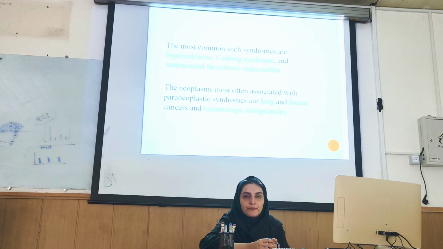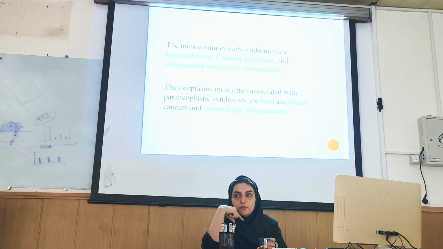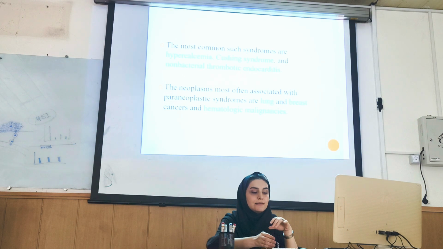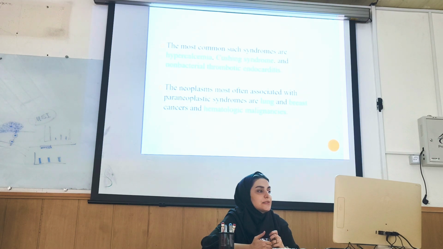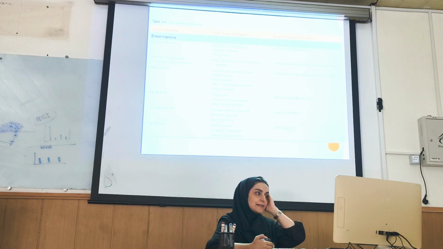And also Cushing syndrome. You know Cushing syndrome, what is Cushing syndrome? Exactly, this is because of ACTH, adrenocorticotropic hormone, as you said. They have a very round moon face, yes, and a buffalo hump because of accumulation of fatty tissue in the posterior neck. They have a fatty abdomen with thin limbs. Yes, this is Cushing syndrome, and some patients with cancer show Cushing syndrome. The neoplasms most often associated with paraneoplastic syndrome are lung carcinoma, breast cancer, and hematologic malignancy. These three types of malignancy show more paraneoplastic syndromes. In this table, you can see some examples.